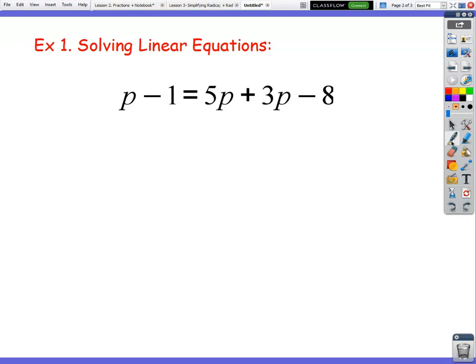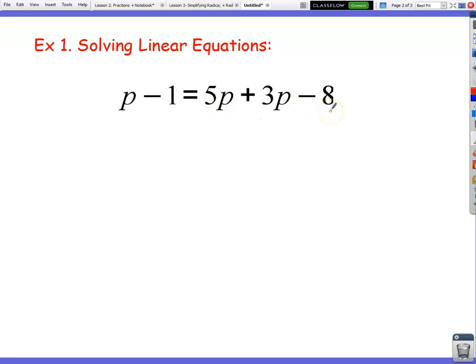So first you want to isolate your p's, and you do want to make sure everything's simplified. So here on this side we see that this is not simplified. So we're going to put together our p's on that side first. And so you have 8p minus 8.